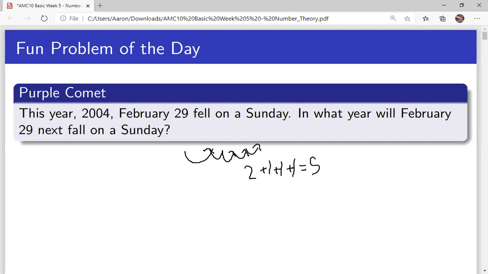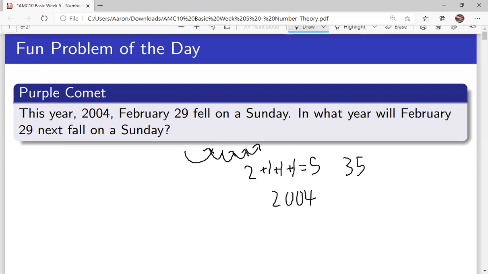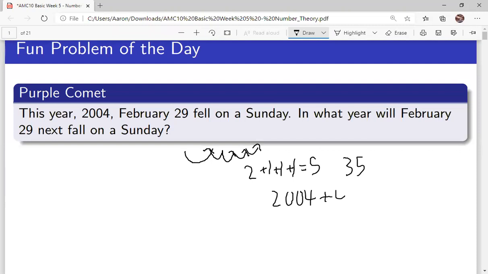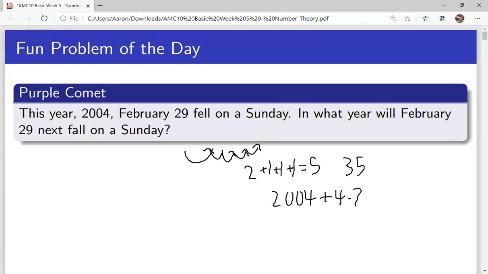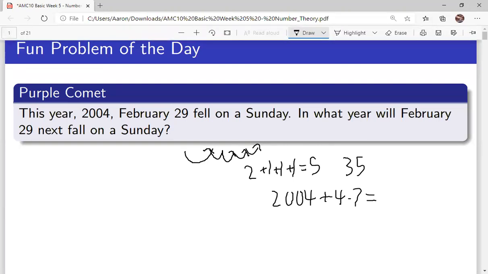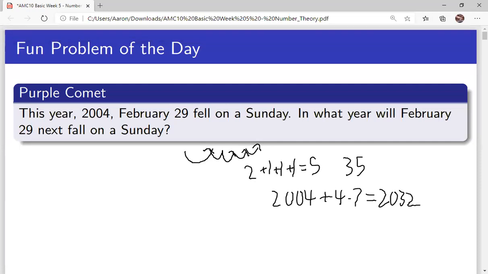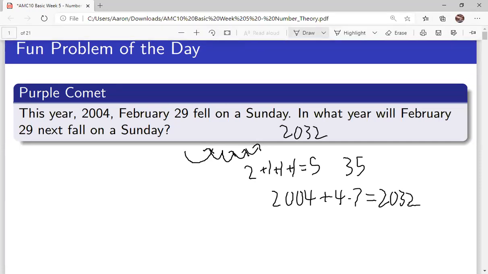So in order for the next February 29th to fall on a Sunday, you need to wait 7 more leap years. And that causes a shift of 35 days, which is equivalent to a few weeks worth of time with no days left over. And so to wait 7 more leap years, the seventh leap year from 2004 is 2004 plus 4 times 7 because there's 4 years between each leap year, and this is 2032. So the answer is 2032. Are there any questions?